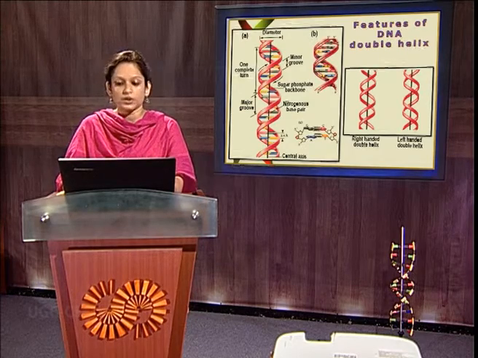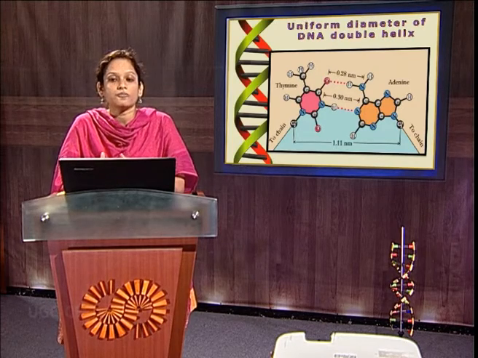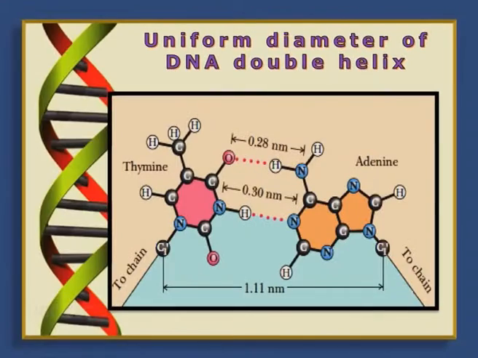Why is it so? The next few slides will explain the structural properties of this DNA secondary structure. First let us start with the diameter. The diameter of the DNA double helix is uniform, meaning it is of fixed diameter throughout the length of the DNA double helix, that is 20 angstrom. Now, if we measure the distance between the C1 prime carbon atoms of deoxyribose moieties of adenine-thymine and guanine-cytosine, it always remains the same. It measures about 1.11 nanometer in length.